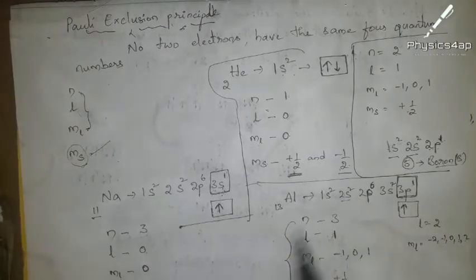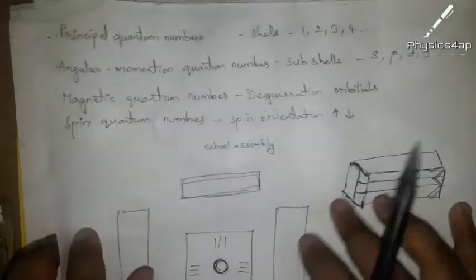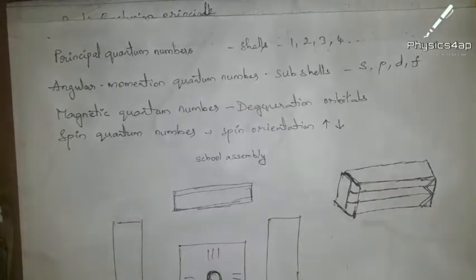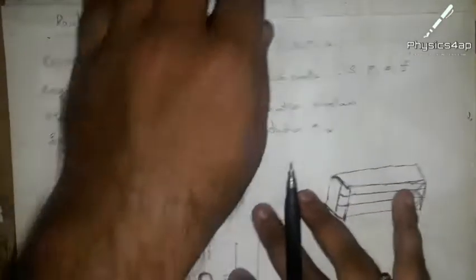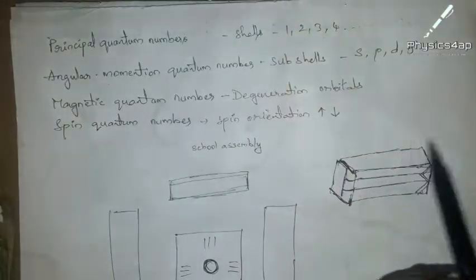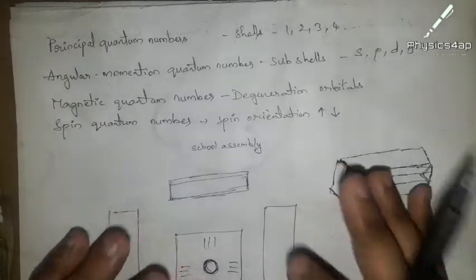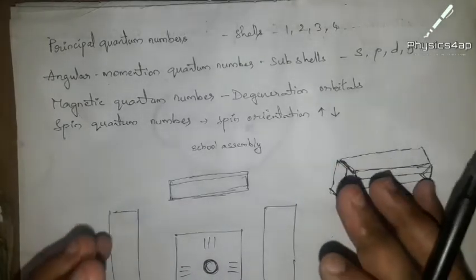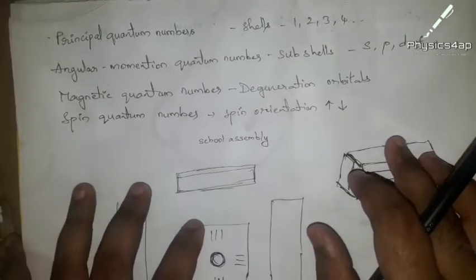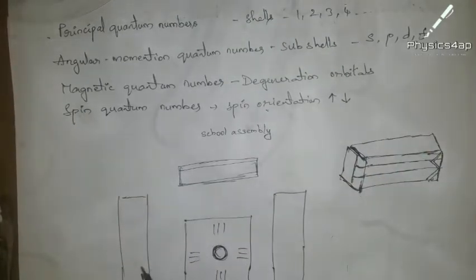Now coming to another final conclusion about that. We have the 4 quantum numbers here: principal, angular, magnetic, and spin quantum numbers. Most of them will get confused about what all these 4 quantum numbers are. These 4 quantum numbers are nothing but the arrangement of the electrons. How can you think of it with a live example, like your school assembly.